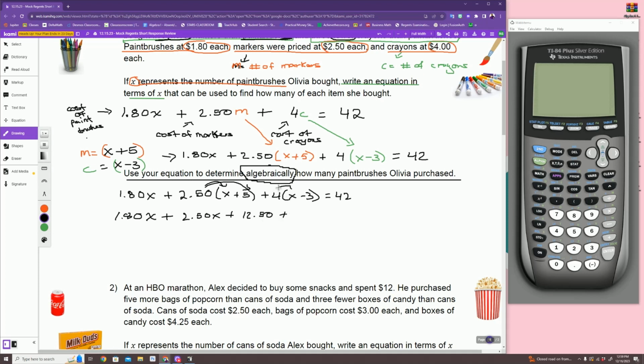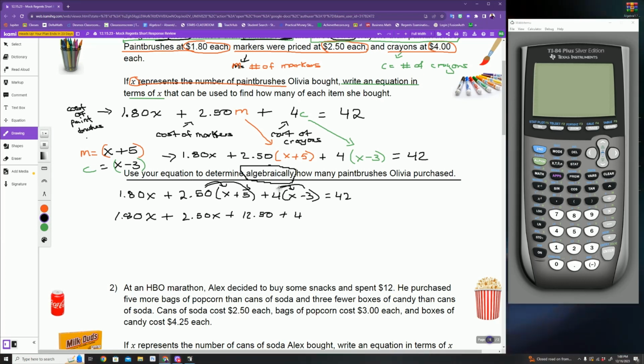Plus, we're going to distribute here as well. 4 times x is 4... and 4 times negative 3 is negative 12 equals 42. Whoop, no, 4 times x is 4x. Thank you guys for who caught that. And on the right side, it is equal to 42, not 92. There we go, 42. And now we're going to combine some like terms.